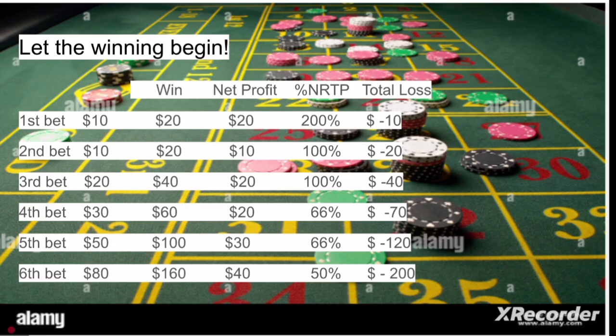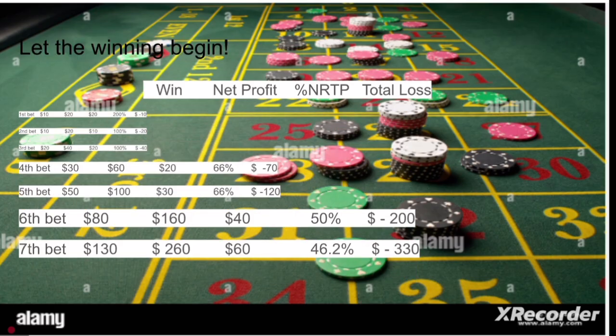Fine. Step 6. We're betting $80 now, right? 30 plus 50 is 80. We're gonna win 160. This nets us $40, which is a 50% return to us in terms of profit. We're risking $80 to just win $40 profit in return.